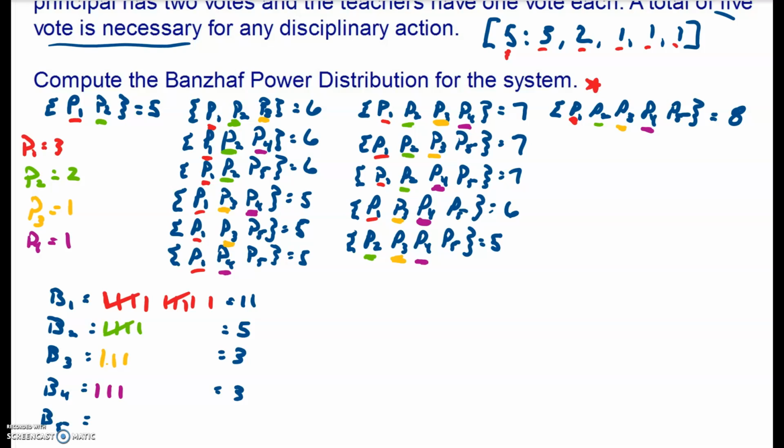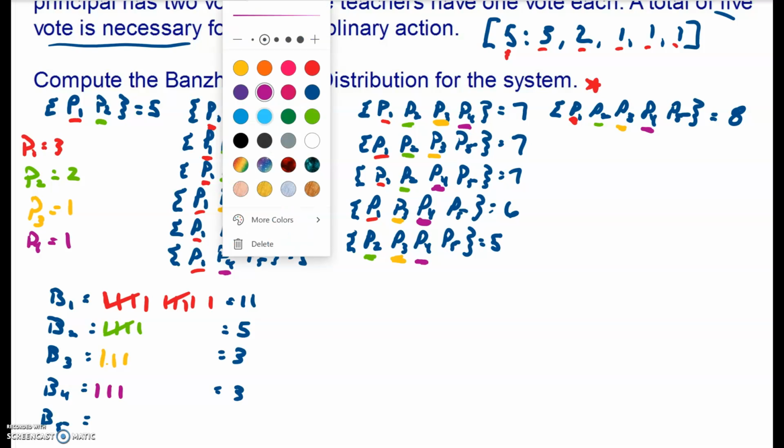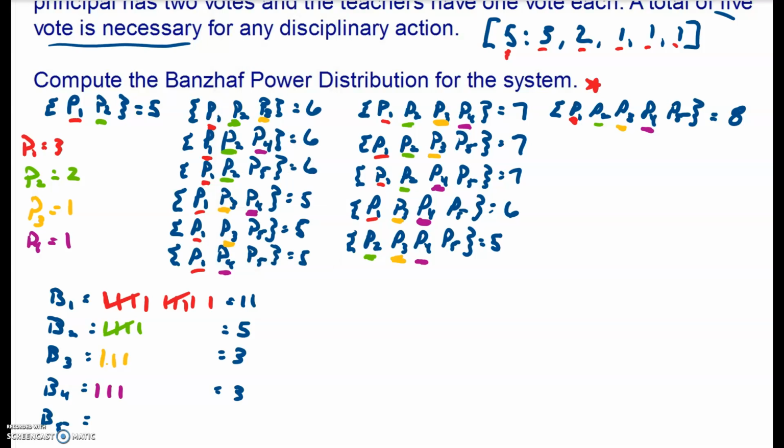Now I move on to player 5. I'm going to need a new pen color. Let's do light blue for player 5. Player 5 has a weight of 1. And you can probably guess that it's also going to be 3, but let's just check and make sure. 6 minus 1, not critical. 5 minus 1, critical. 5 minus 1, critical.